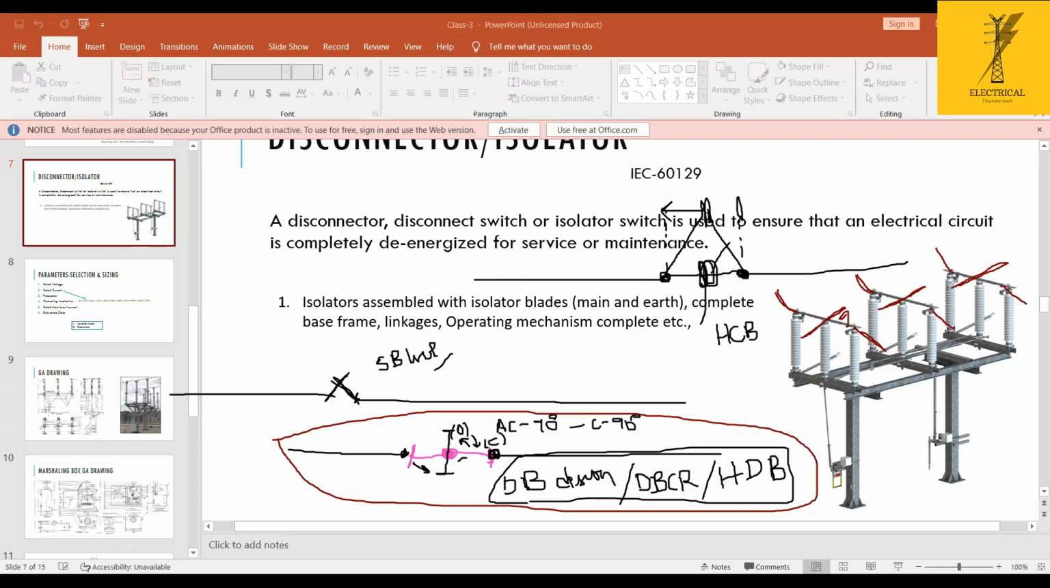So this is the representation. This is the explanation of different types of isolators: single break isolator, double break isolator, or horizontal central break or vertical central break isolators. We are mostly concentrating on double break isolator, which we will see further in our next slides. So let's come to the next.